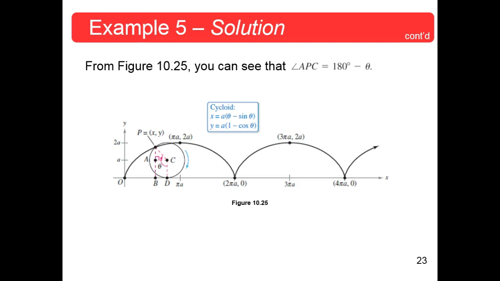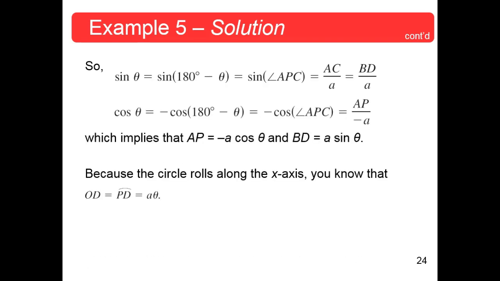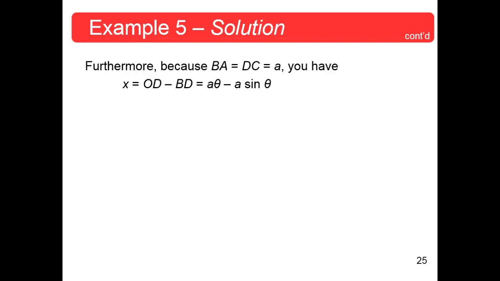Well, this is your radius, A, and then this has to do with the cosine of this angle. So that's how you get these two parametric equations. X is A theta minus A sine theta, whereas Y is equal to A minus A cosine theta. That's where those two equations come from.